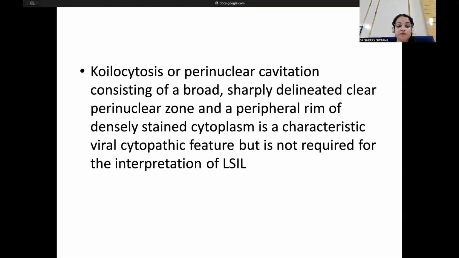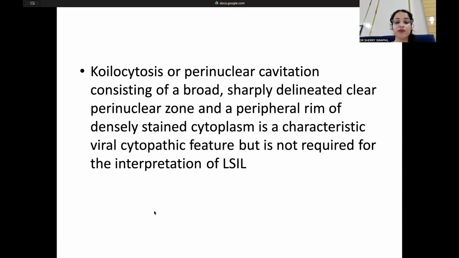Next slide, please. So these are the koilocytic changes that I have been talking about. We have discussed the perinuclear halo. Why do we need to differentiate whether it is a true halo or a false halo? Because koilocytic change is generally associated with HPV. HPV infection is the most common cause of low-grade squamous intraepithelial lesion. So it is important for us to differentiate it from any pseudo halos. Perinuclear cavitation consists of a broad, sharply delineated clear perinuclear zone and a peripheral rim of densely stained cytoplasm. That is a characteristic viral cytopathic feature seen in HPV infection.